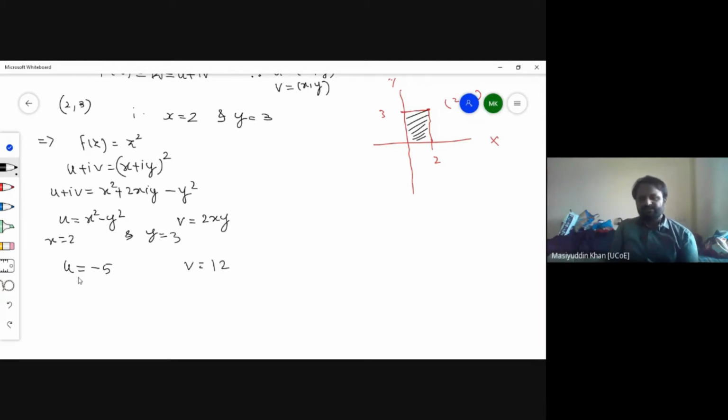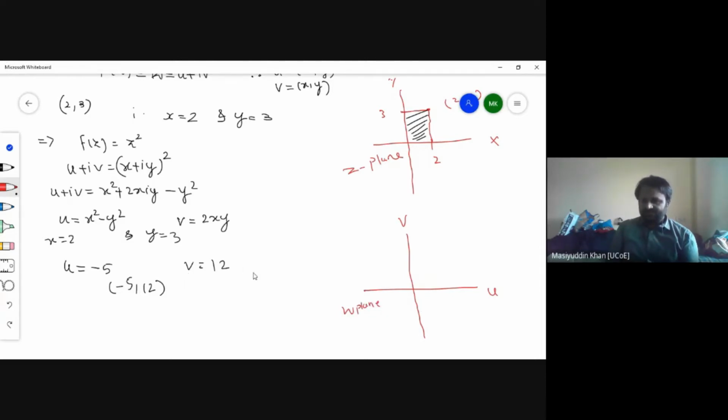So you are getting u is equal to minus 5 while putting x equal to 2 and y equal to 3, and you are getting v is equal to 12 while putting x equal to 2 and y equal to 3. So we are getting the new point, that is minus 5 comma 12. Now we have to draw one more graph here. This I represent as the z plane. Now I am again going to draw x axis, y axis, but now we represent them as the u axis and v axis, and this is represented as the w plane.